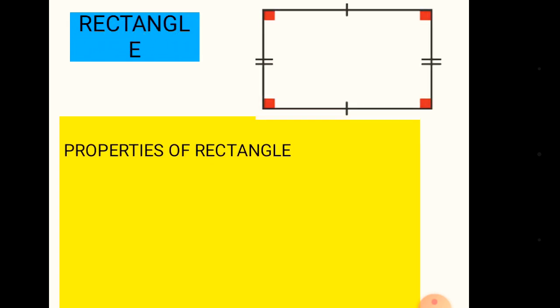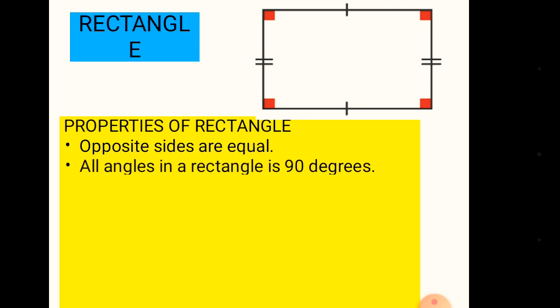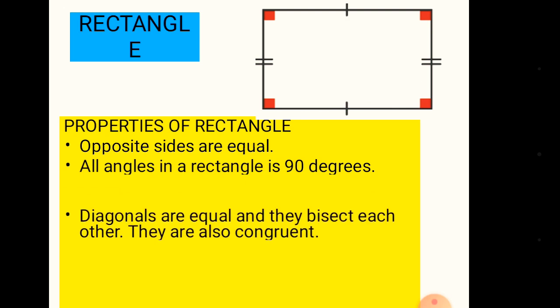First we will talk about the rectangle. So this shape is a rectangle. As you can see, opposite sides are equal, this side and this side, also this side and this side. So opposite sides are equal. All angles in a rectangle are 90 degrees. All the angles are 90 degrees.